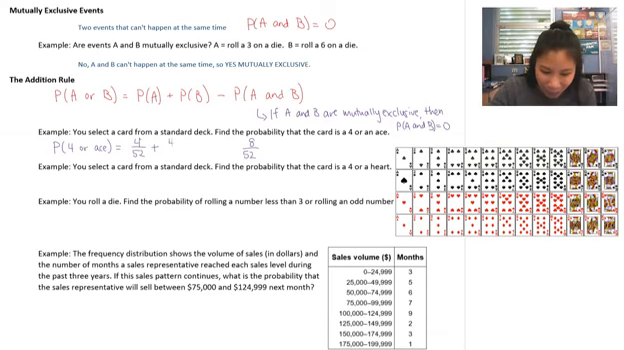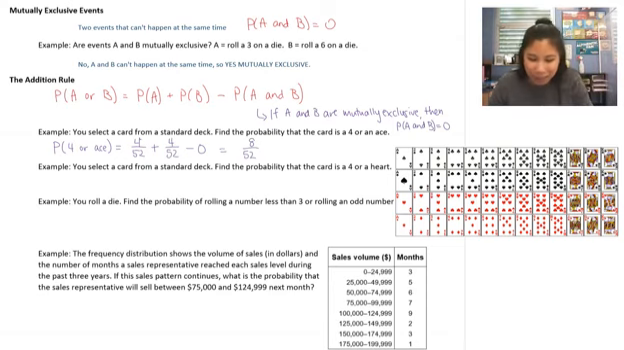Add it to the probability of getting an ace. There's also 4 aces out of the 52 cards. And then we are subtracting 0 because the probability of getting a 4 and an ace at the same time is 0. And when I do that, I get 8 out of 52. Cool, which is what we got from counting as well.